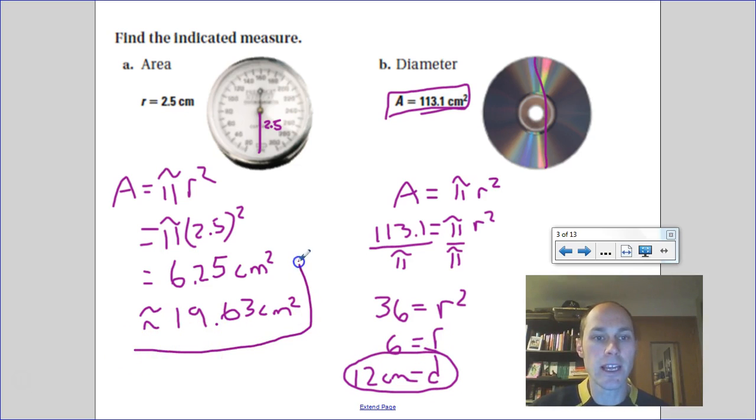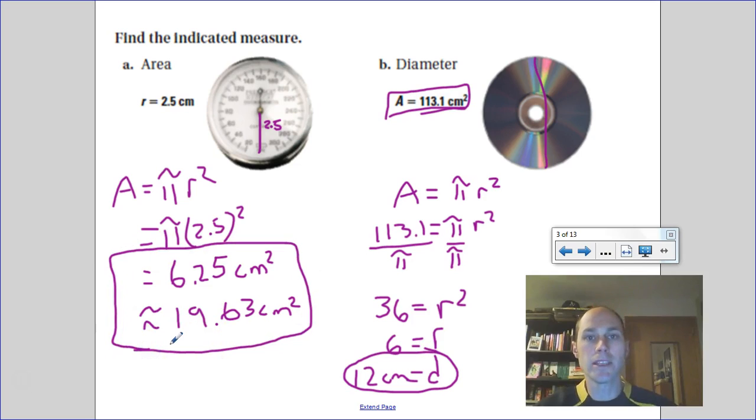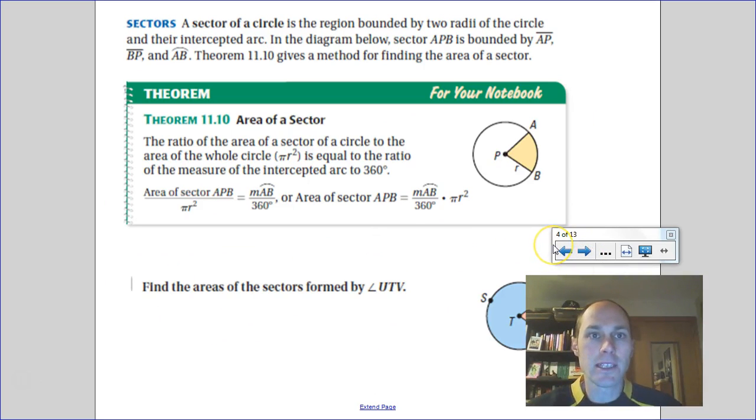Okay, so we know how to get the area when we're given the radius or diameter. We know how to go backwards also if we're given the area to go back and get the radius or diameter. So let's talk about a sector of a circle. A sector, as defined above, is the region bounded by 2 radii of a circle and the intercepted arc. I talked about that a little bit last lesson when we talked about how to find the arc length. So this would be the sector, this region right here, surrounded by the 2 radii and this intercepted arc. So sector APB, we label it like we label triangles. It's bounded by AP and BP, those 2 radii, and then arc AB.